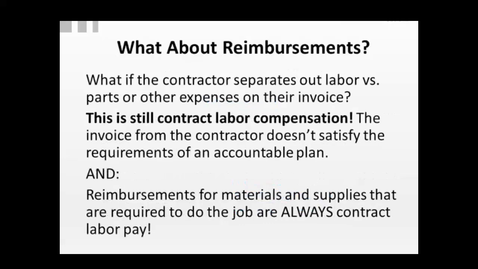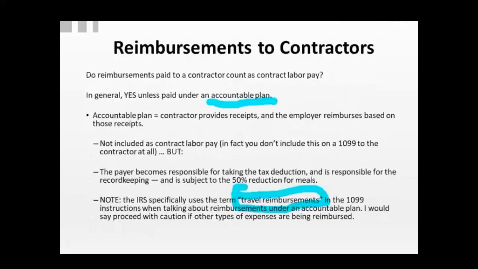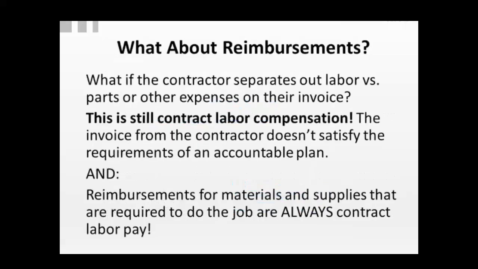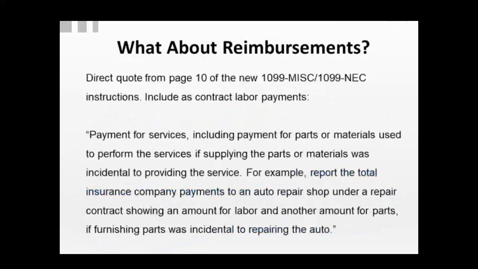What if the invoice from the contractor separates out parts versus labor? All of that is still contract labor, even the parts portion, for two reasons. One is the invoice from the contractor does not satisfy the requirements of an accountable plan. If we go back here, contractor provides receipts. An invoice from the contractor in and of itself is not a receipt. Also, materials and supplies that are required to do the job are always contract labor pay, and that comes word for word from the 1099. This was in the 1099 miscellaneous instructions. It's now in the new instructions that are out there where the 1099 miscellaneous and 1099 NEC instructions are combined into one document.